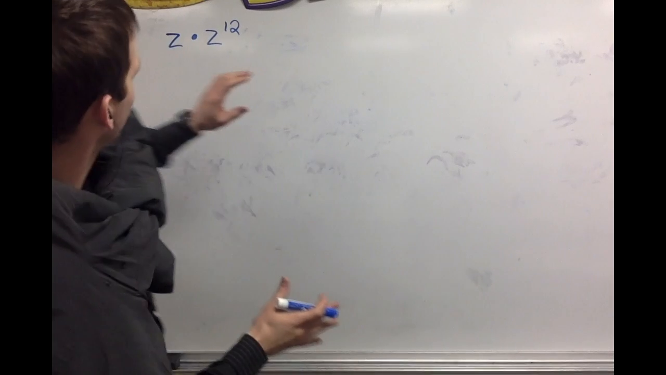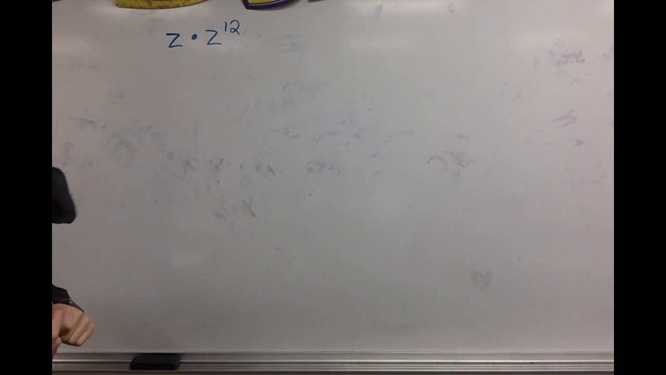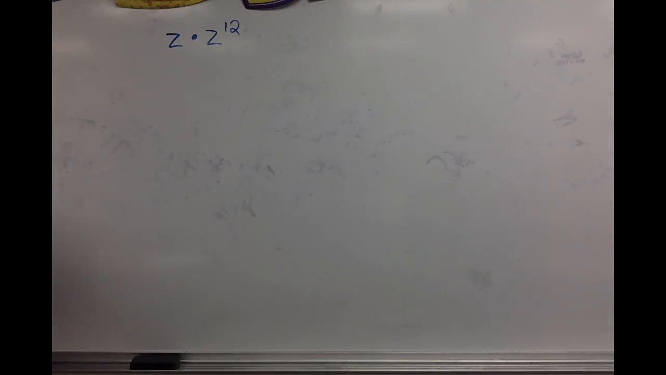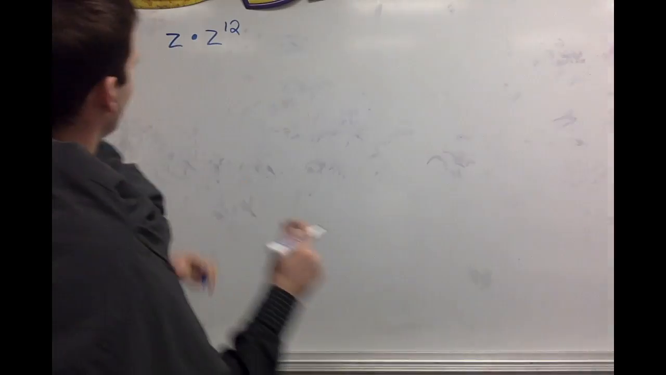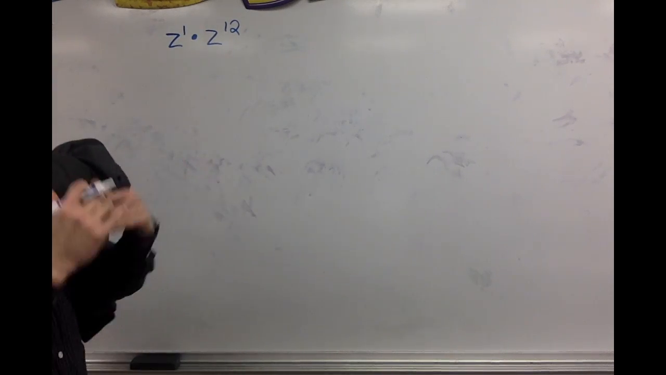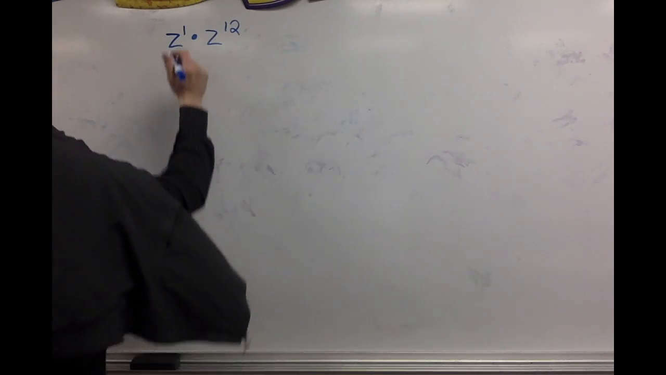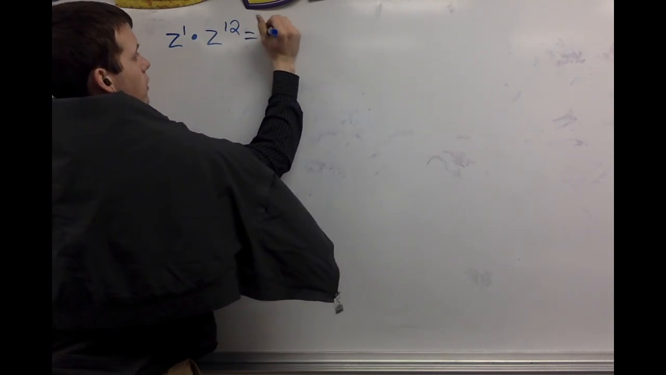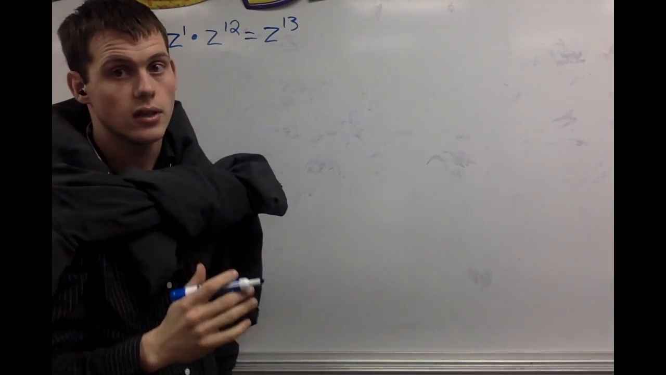So here we have z times z to the 12th. Take a minute, think what exponent would a regular z have? The answer is just 1. Because z to the 1 is going to equal z, and z is equal to z to the 1. So z to the 1 times z to the 12th is simply z to the 13th.